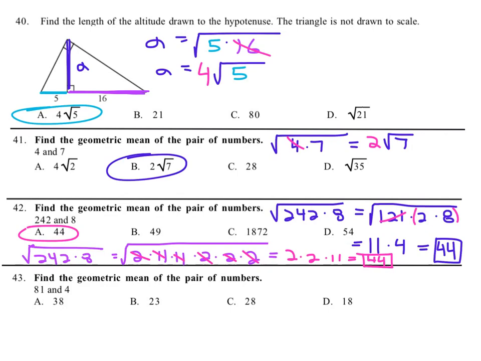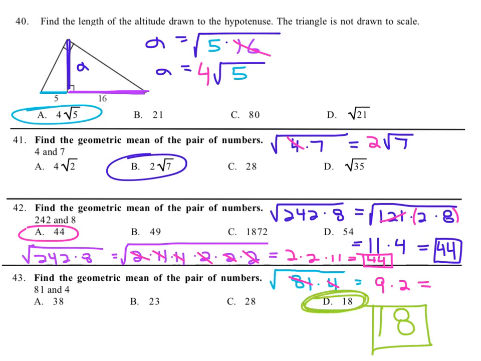Yeah? And finally, find the geometric mean of 81 and 4. If geometric mean means to multiply them together and take the square root, then we've got the square root of 81 times 4, and no problem, because 81 is a perfect square of what? 9. 4 is a perfect square of what? 2. When we multiply them together, we get 18. 9 times 2 is 18. So our answer is D.